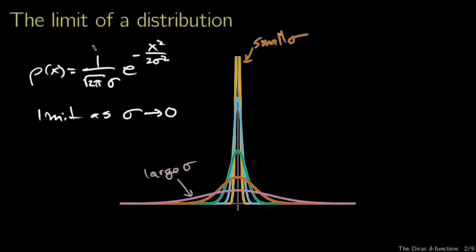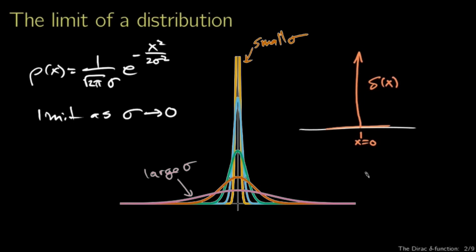And the normalization constant out front, 1 over root 2 pi times sigma, gets larger and larger as sigma gets smaller and smaller. So thinking about this as the limit, in the limit, we have a distribution that is infinitely narrow and infinitely tall. It has absolutely no support for any values of x other than, say, x equals 0 here. So this would be, say, delta of x as a distribution.